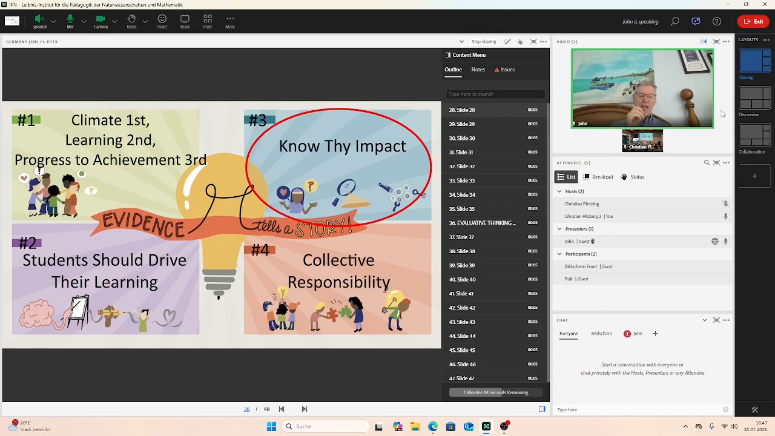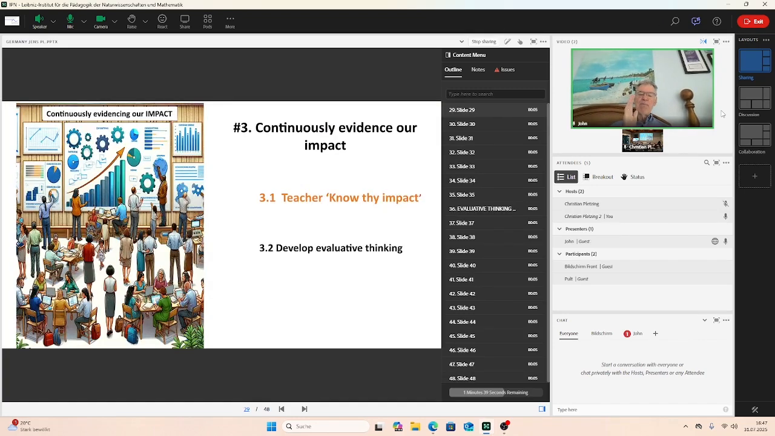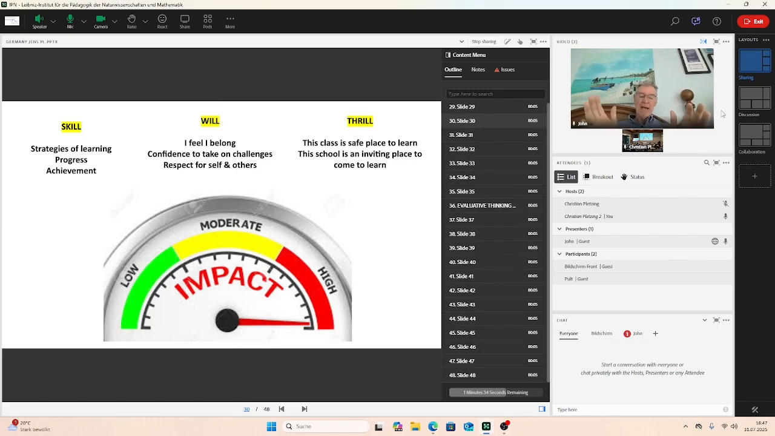And the other reason I like Know Thy Impact is it begs the question, what do you mean by impact? If you mean the students are going to get higher test scores, I don't want my grandchildren in your class. That's boring. I want students to be in a class that's safe and inviting to learn. I want a class where the teacher is concerned about the confidence to take on challenges, respect for self, respect for others. And I want to be in a class where I'm taught the strategies of learning so that I make progress to achieve it.